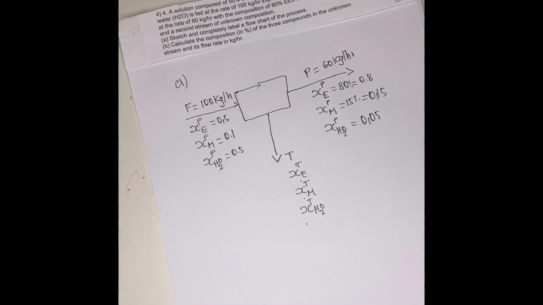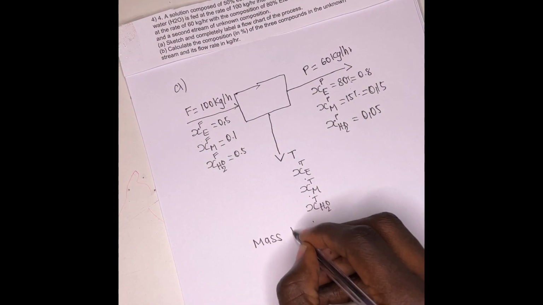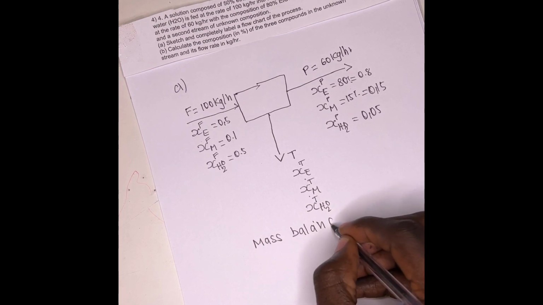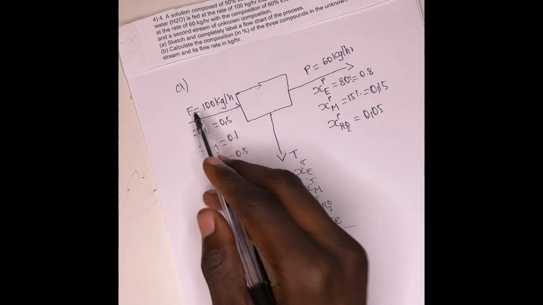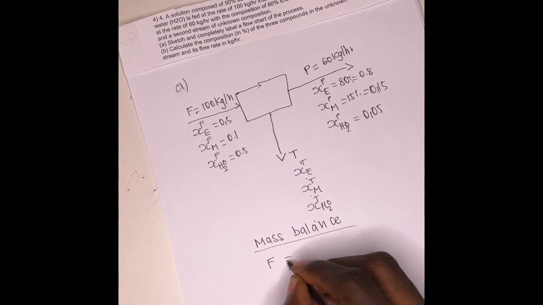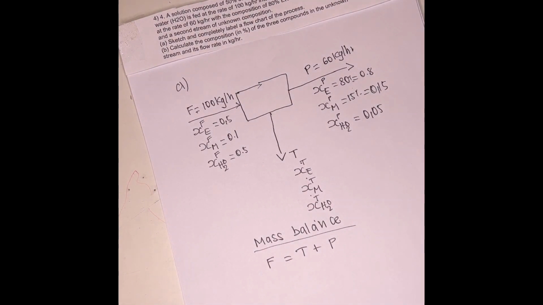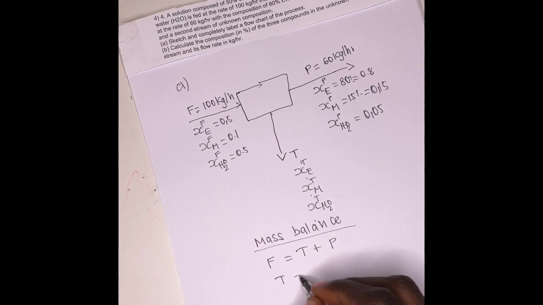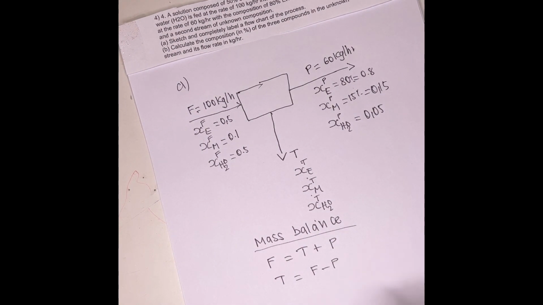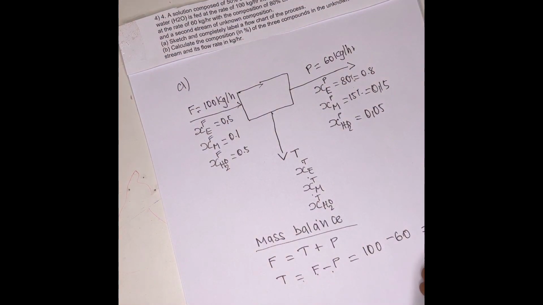But the first thing you have to do, like I told you, is the mass balance. And what do we say about mass balance? Mass balance is in equals out. What is in? In is F. What is out? We have T plus P. So from here we can solve for T. T is going to be F minus P. We know F is 100 and P is 60, so here we have 40 kilograms per hour.